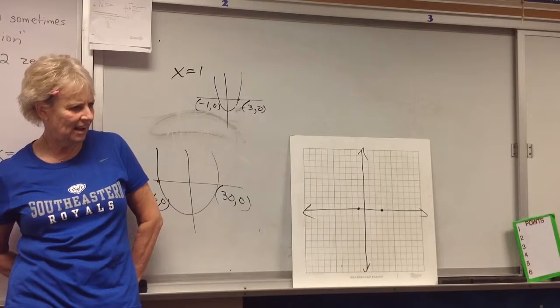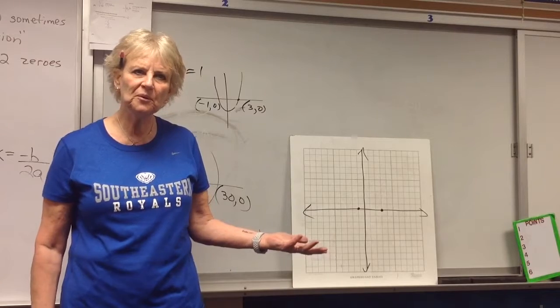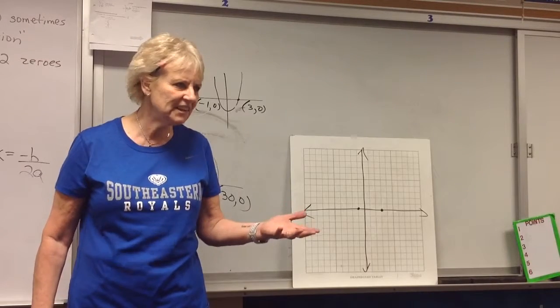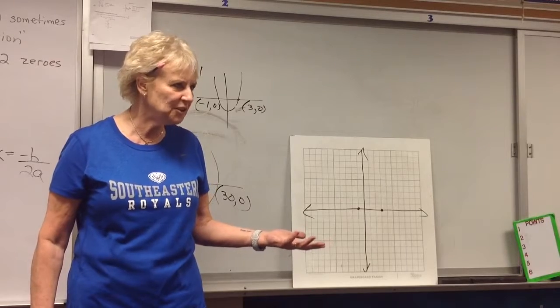You add them up and divide by 2. Isn't that the middle of everything? If you have 2 quiz scores, how do you get your average? Add them up and divide by 2.